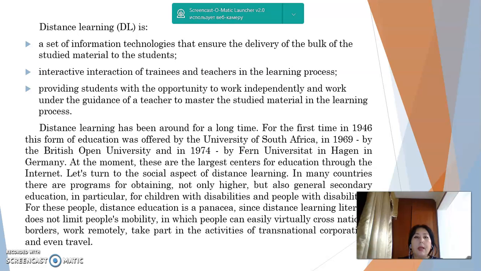Let's turn to the social aspect of distance learning. In many countries, there are programs for obtaining not only higher but also general secondary education, in particular for children with disabilities and people with disabilities. For these people, distance education is a panacea, since distance learning literally does not limit people's mobility, in which people can easily virtually cross national borders, work remotely, take part in the activities of transnational cooperation, and even travel.